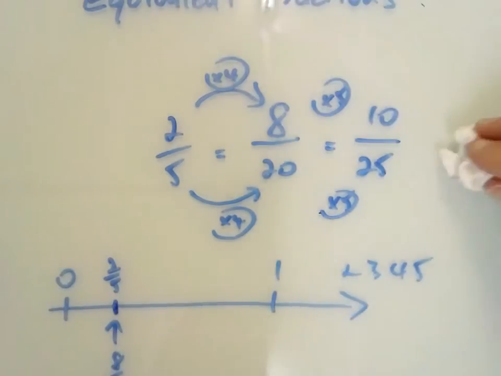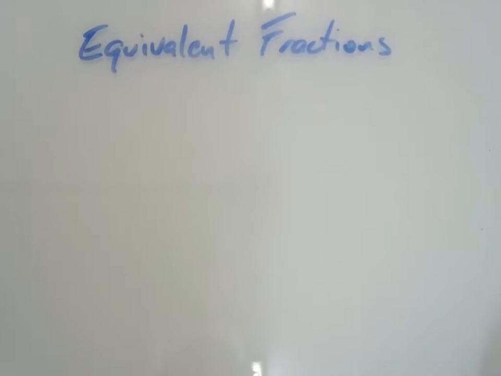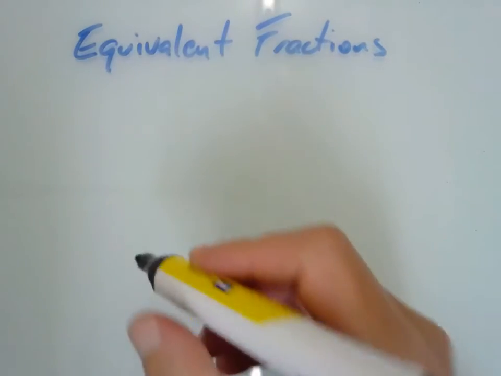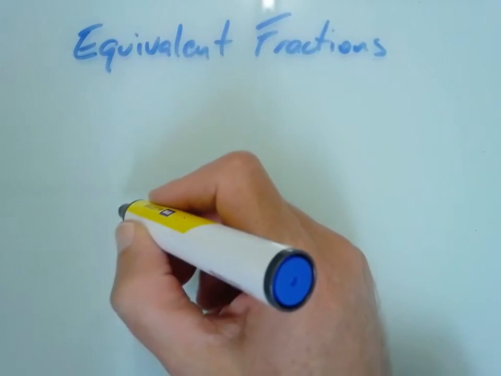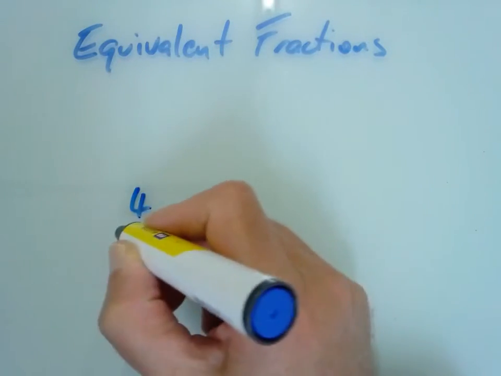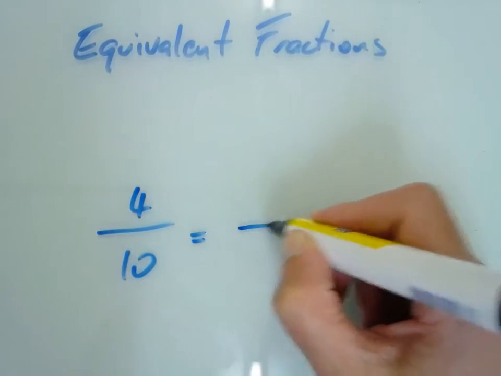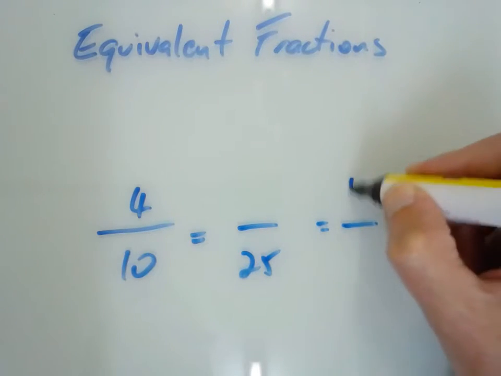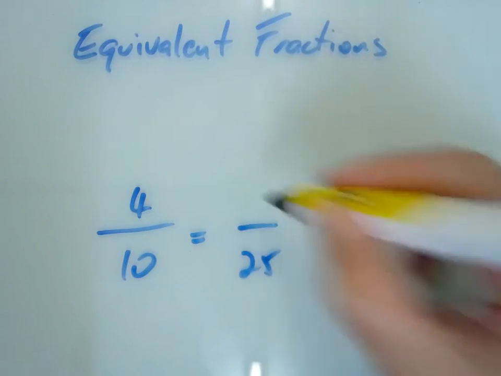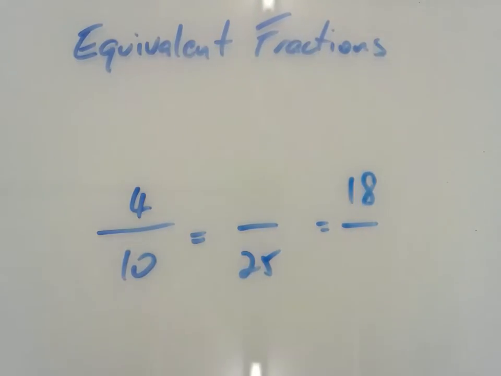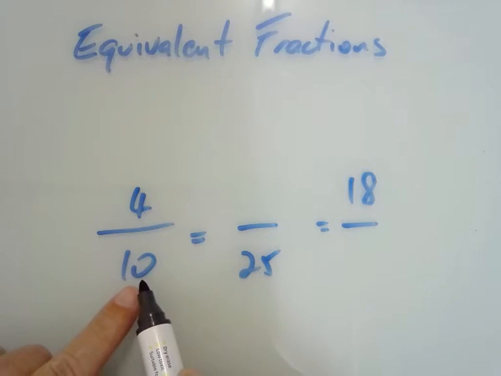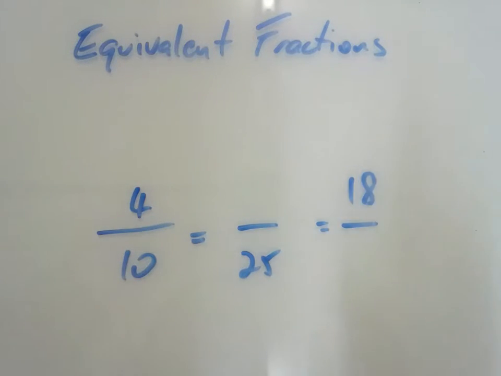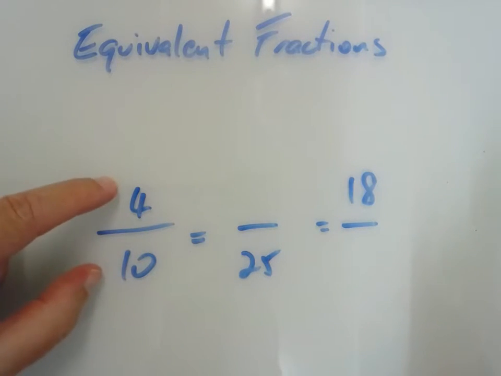Okay, here's a tip for my core skills sheet, which clearly you need to know how to do. So on your core skills test sheet that you get 2 minutes for, we're going to start with something like 4/10, and it might go to 10/25, and it might go to 18, and we've got to fill in the blank spaces. Now we do have a bit of a problem, don't we? What do I multiply 10 by to get 25? Can't do it.